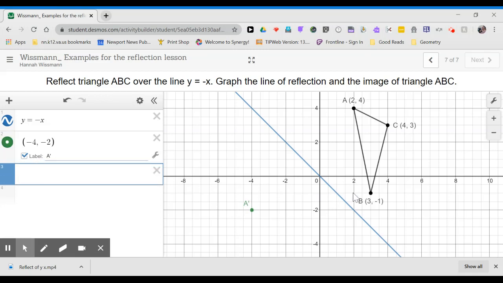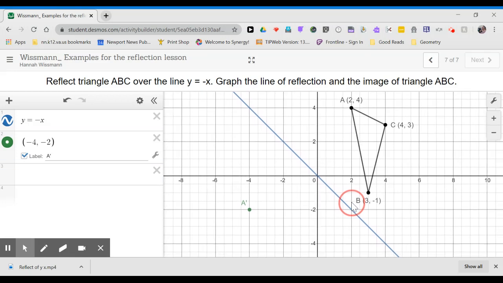Let's do point B. Point B right here is 3, negative 1. So my first step is to switch the x and the y. So it becomes negative 1, 3. But then the next step is to change the signs. So this negative 1 becomes a positive 1, and this positive 3 becomes a negative 3. I'm going to label this B prime because I've taken my point B and reflected it across that line.